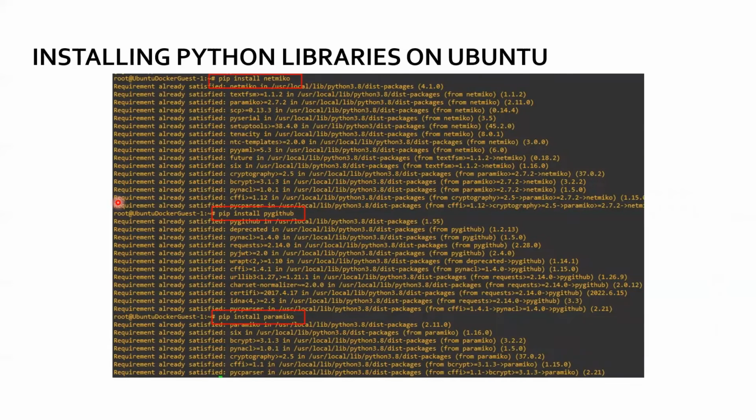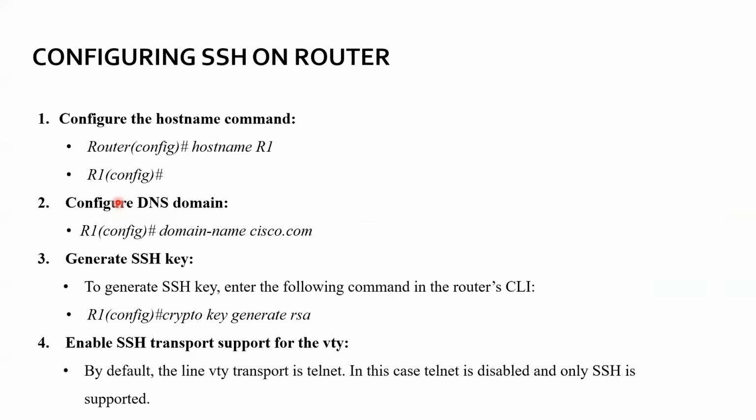So for installation of our Python libraries, we have used pip install netmiko, Pygithub, and paramiko on our Ubuntu Docker. And after that, we have configured SSH on our router using 4 different steps of our SSH configuration. Firstly, we configured the host name of our router. We selected it as R1 here. In our next step, we have configured our DNS domain. By default, the RSA key name is composed of host name and domain name. Here we have used cisco.com as our domain name.